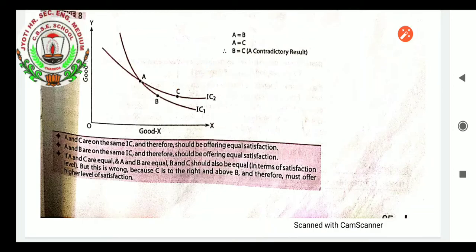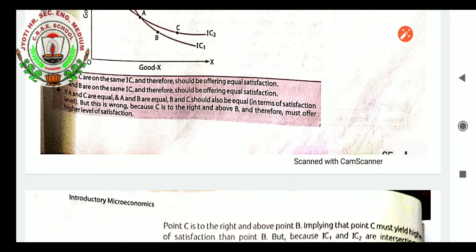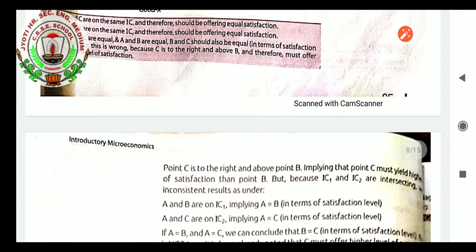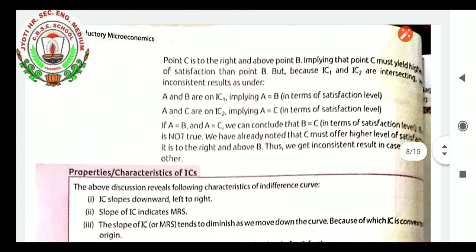So as a result, ICs will not intersect at any point. Though they may intersect, it will not show any type of satisfaction level of the consumer. Point C is to the right and above point B, implying that point C must yield a higher level of satisfaction than point B. But because IC1 and IC2 are intersecting, an inconsistent result will be there. We are not able to understand. But when we look clearly, though A is connecting both the points, C is giving much more satisfaction. So here the meaning will never be clear about the satisfaction level.